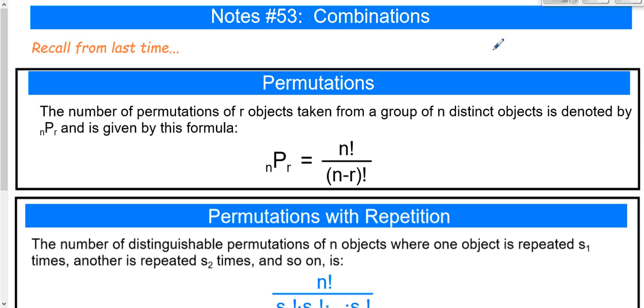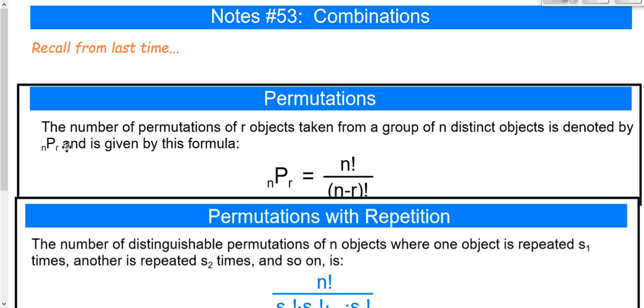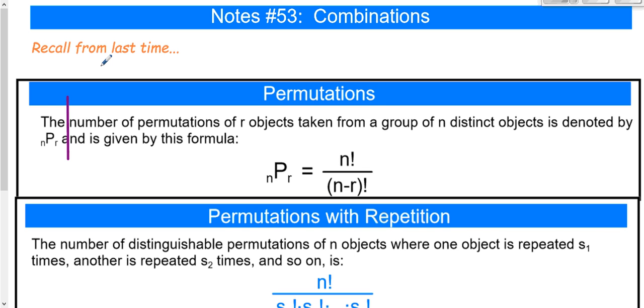Okay, so remember last time we learned about permutations, and we have the formula nPr, which is n factorial divided by n minus r factorial. It tells you the number of permutations of r objects taken from a group of n distinct objects, and we also could write it as this kind of notation or this kind of notation. I've seen all three.